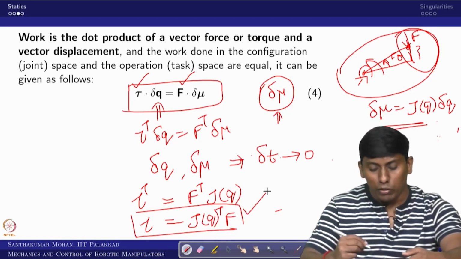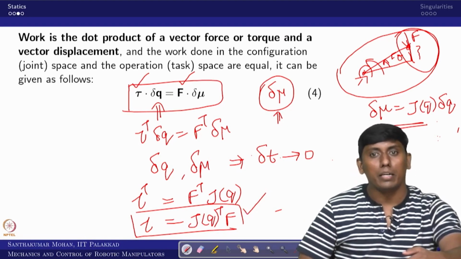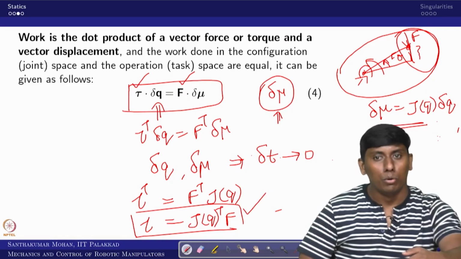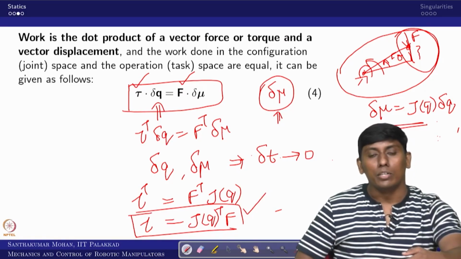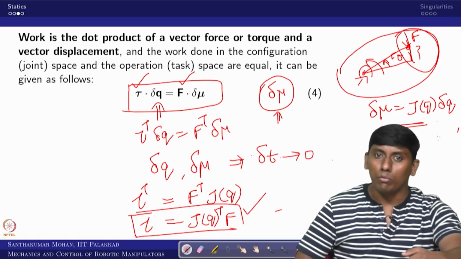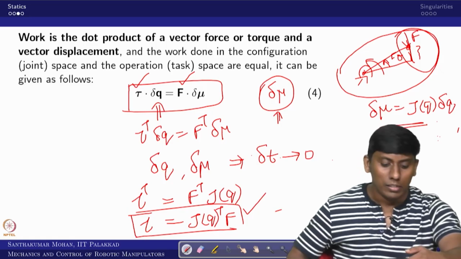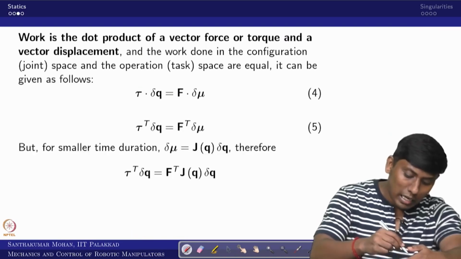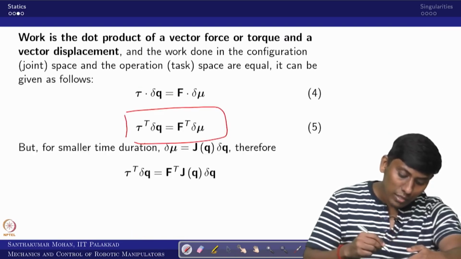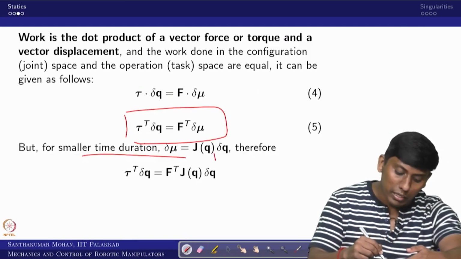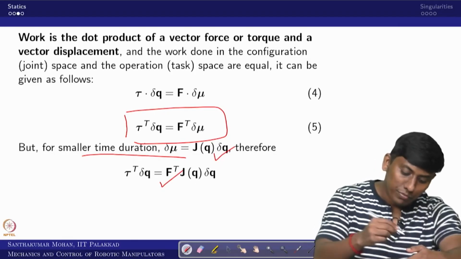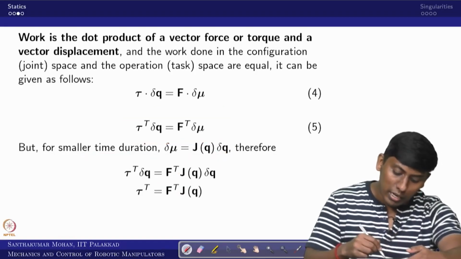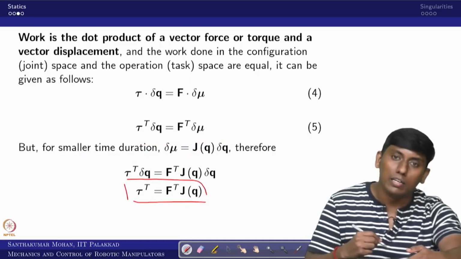Now if you know the end effector forces and your Jacobian matrix from 0 to n is known, then you can find the static efforts at the joints, whatever is required, that you can calculate. So that is what we have written in detail, and for a smaller time duration you can write this. So if this is valid, this can be done, right? Once this is done, this is the final relation that comes.